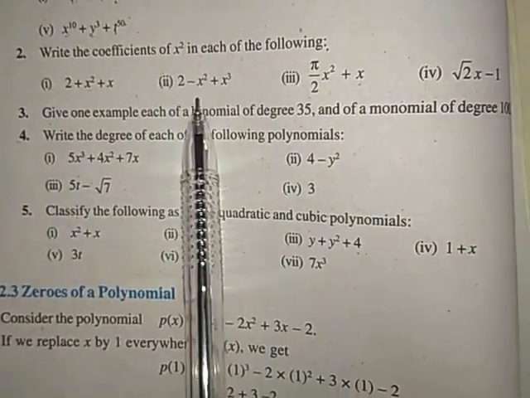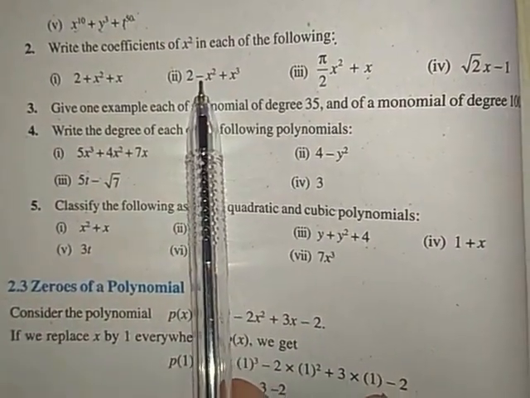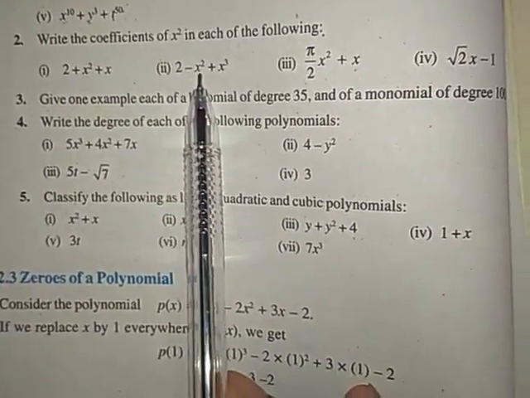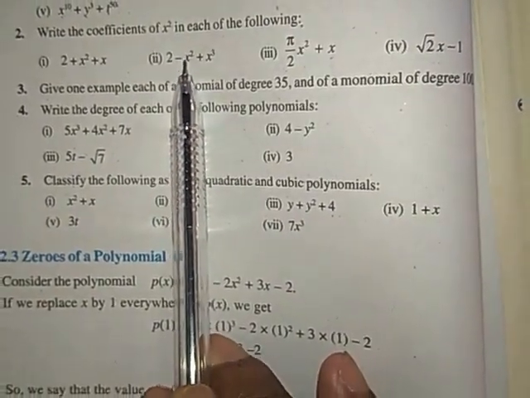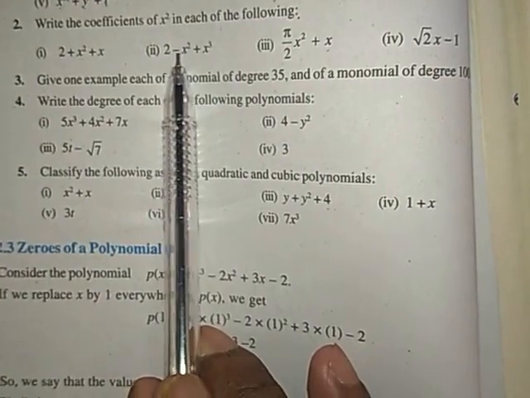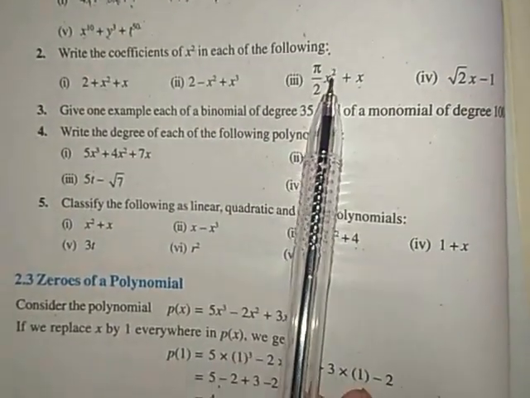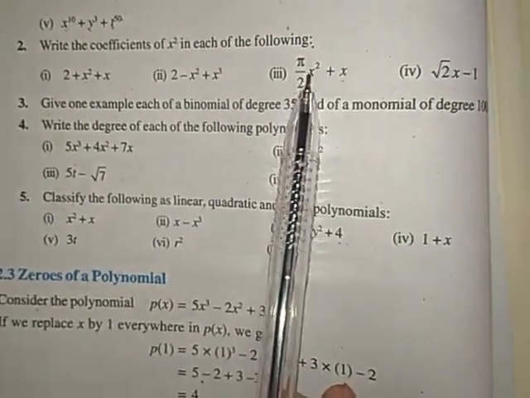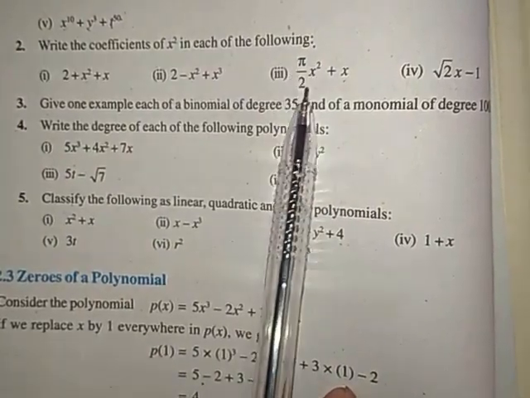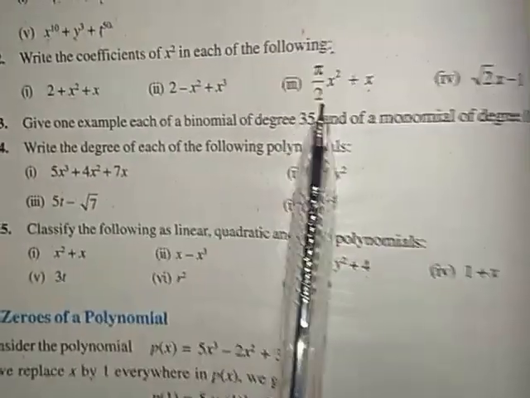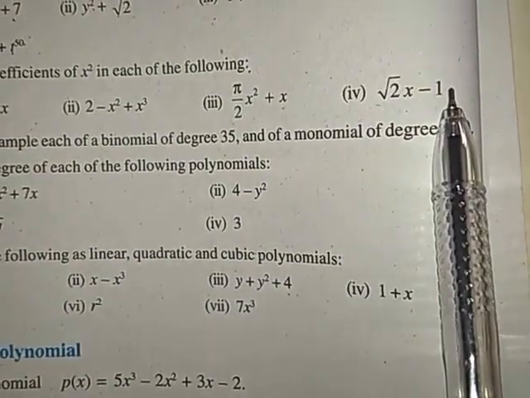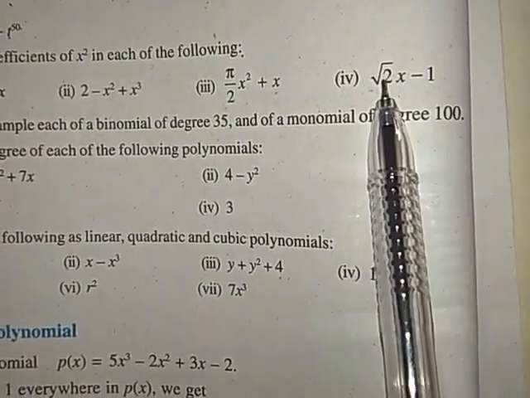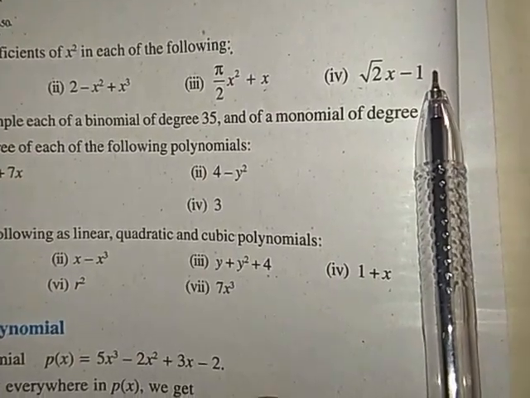Here the coefficient of x square is what? Minus 1. With x square, there is a minus, and 1 is also there. So minus 1. What is the coefficient of x square here? Pi by 2. So the coefficient of x square is pi by 2. What is the coefficient of x square here? Nothing. There is no x square here. So the coefficient of x square is 0.